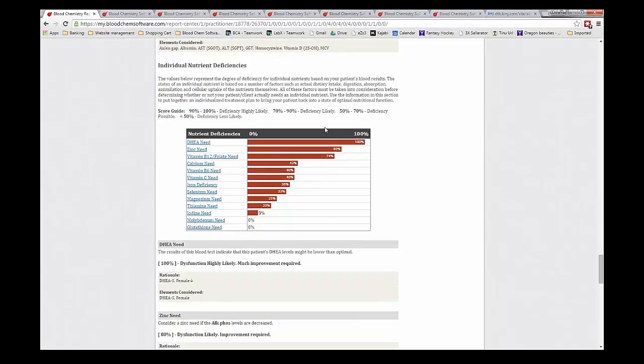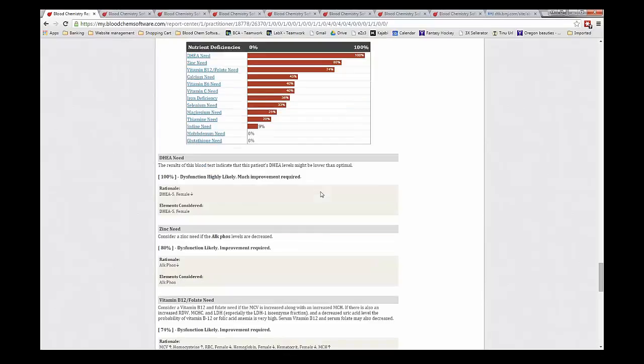And sure enough, the things that we talked about, DHEA was very low. I think there's definitely a need to do supplementation with that. I'm not a big fan of high dosage supplementation of DHEA. I like to do smaller dosage. But the zinc as well, and vitamin B12 and folate are definitely things that we would want to pay attention to.